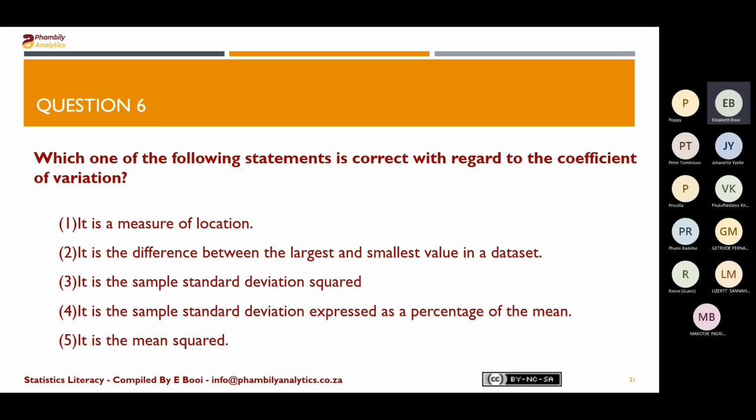There is another question, question number 6, that you can also go and do on your own. Which one of the following statements is correct? So we're looking for the correct statement with regards to coefficient of variation. See if you remember what we just spoke about. This question is only asking if you know what the coefficient of variation formula is. You should be able to answer that question.